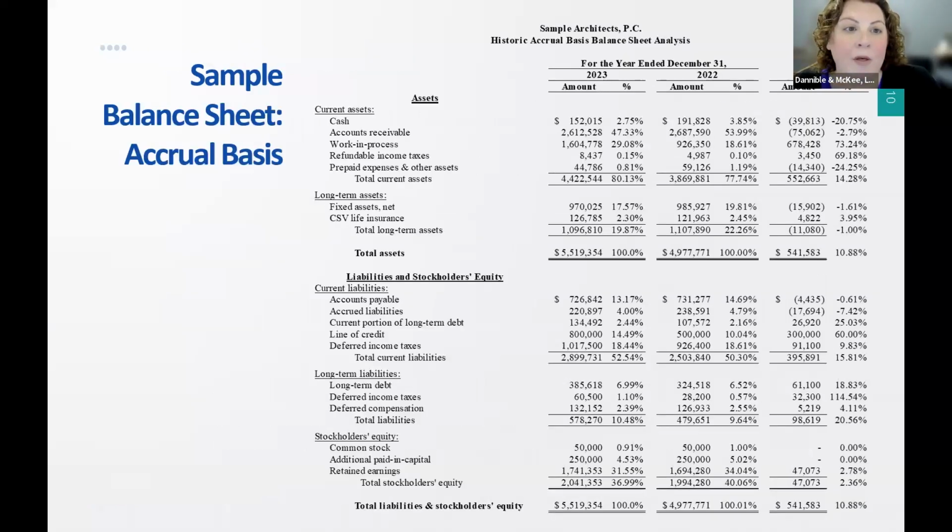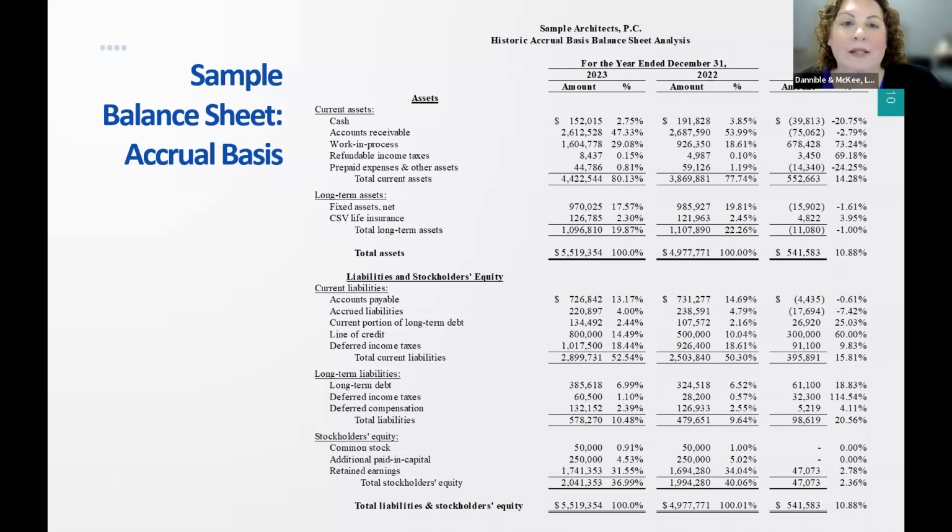This is a sample balance sheet. You've probably heard of an accrual basis or a cash basis. So as a taxpayer, you're probably on a cash basis taxpayer, but annually throughout the year, you should be looking at accrual basis financial statements. This would then have accounts receivable, work in progress, accounts payable, your accruals. That's what accrual basis accounting is.